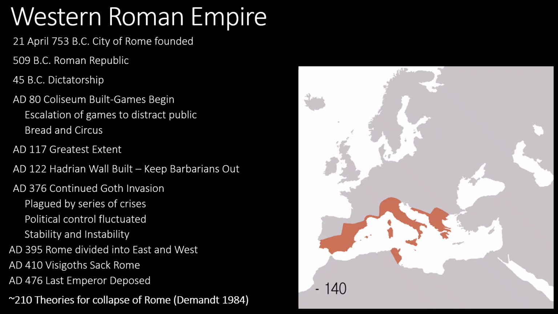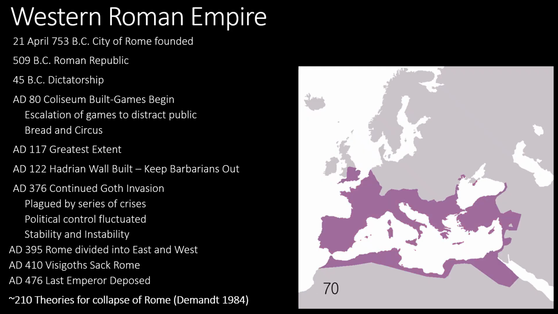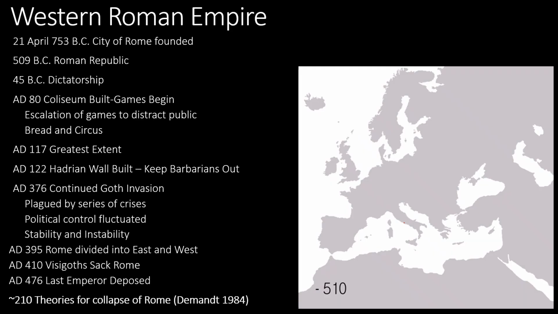In AD 395, Rome was divided into East and Western empires. In AD 410, the Visigoths sacked the city of Rome, and in 476, the last emperor of Rome was deposed. There are over 210 different theories for the collapse of Rome, and so it has featured prominently in history and in social theory and in the Western civilization that we have today.